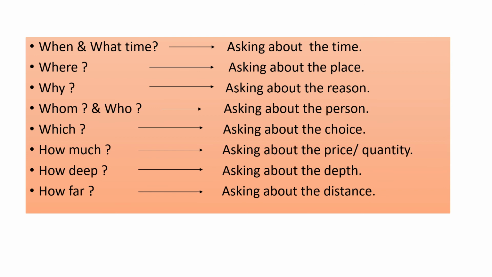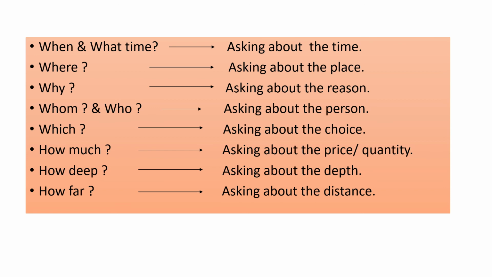If you're asking about something and you are confused about something, you can say which food do I like, which food do I order, like this. What about how much, how deep, how far? How much, asking about the price or quantity. How deep, asking about the depth of something, of the well, like this. How far, asking about the distance, as you have studied.